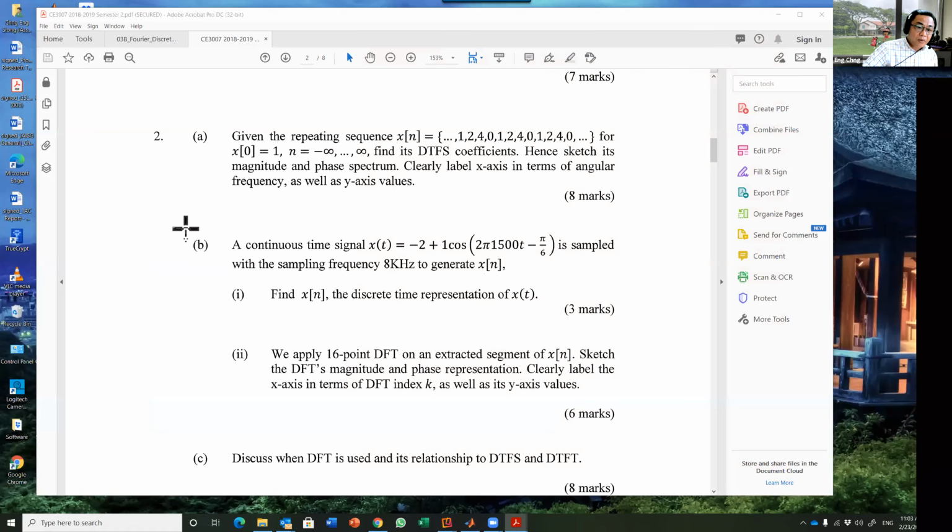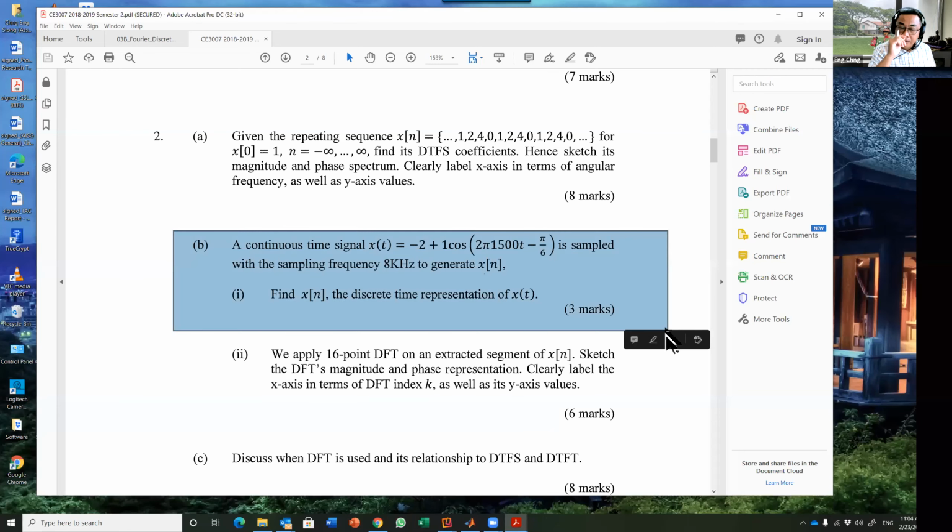All right, the second question is this. The first part says that I give you a continuous time signal. I sample at 8,000 hertz. What is the expression for Xn? This is from the first part of tutorial 1. Okay, let's try.